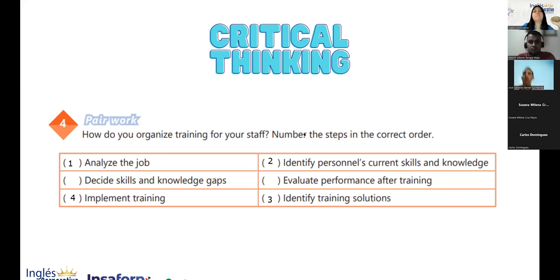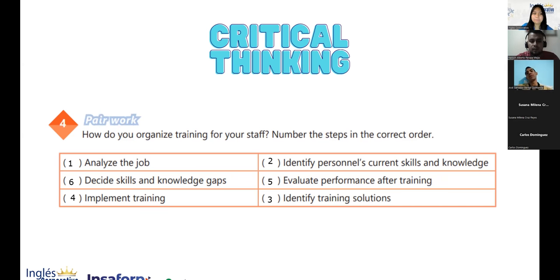Evaluate performance. Correct. You evaluate performance after training, okay? And once you have evaluated the performance after training, you can decide skills and knowledge gaps. Why? Because gaps are like vacíos que el training ya dejó. Identifique esos vacíos y esas habilidades que tal vez no se cubrieron en el training. Okay? So that will be the last one. Okay? Very good.